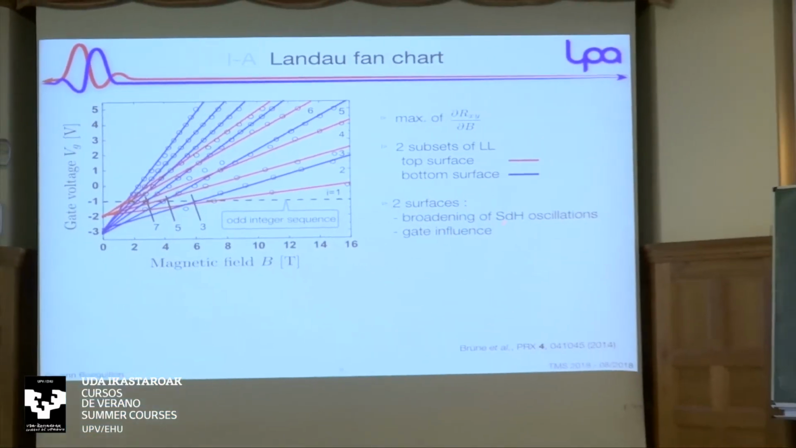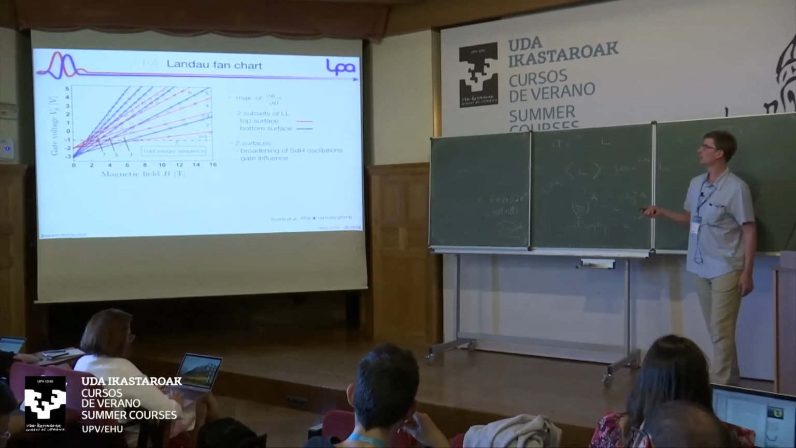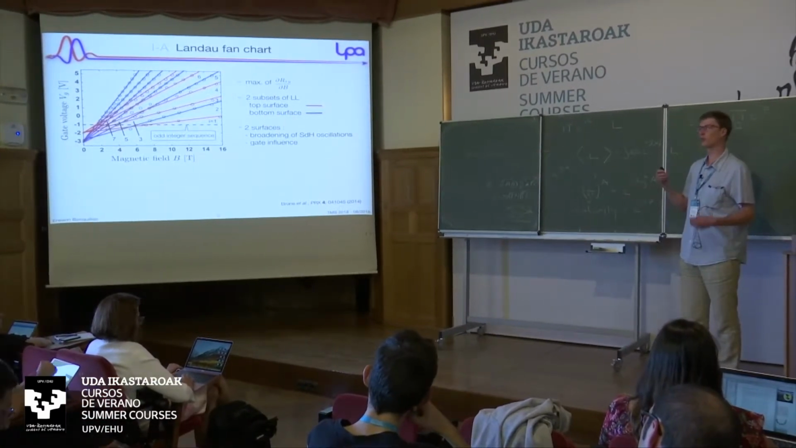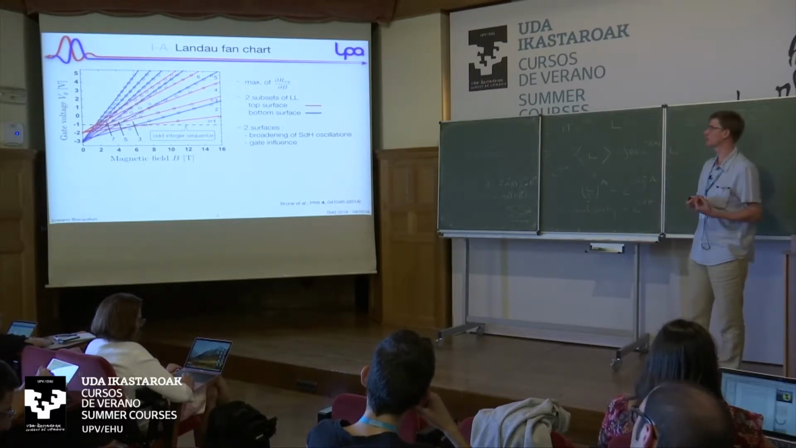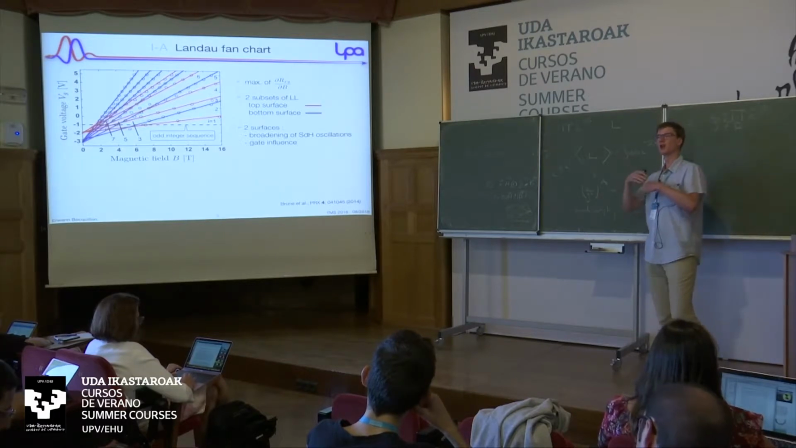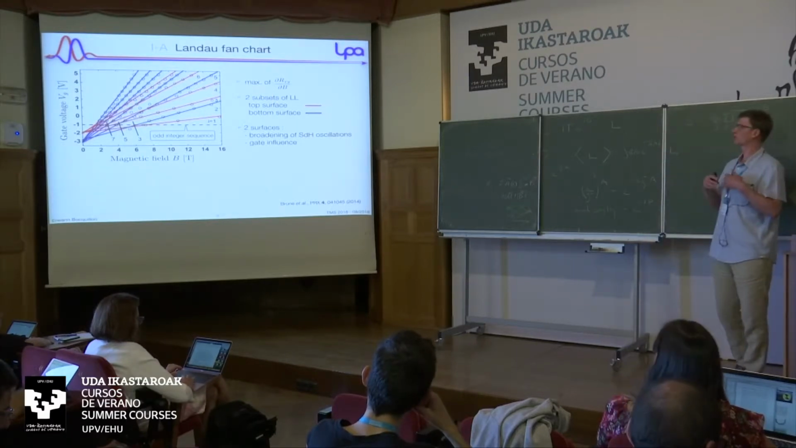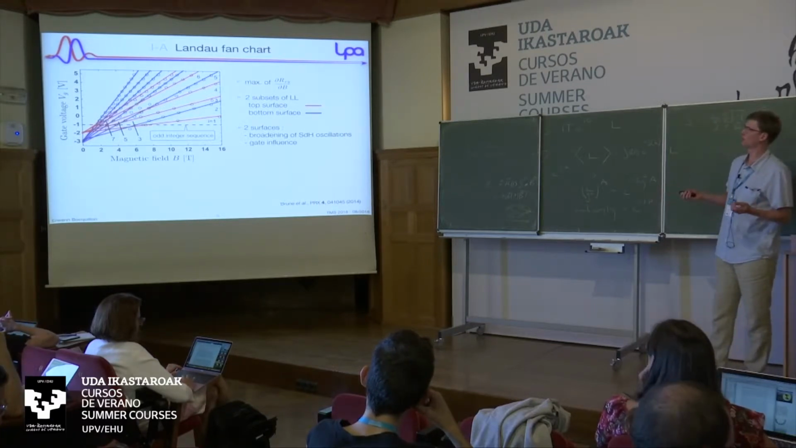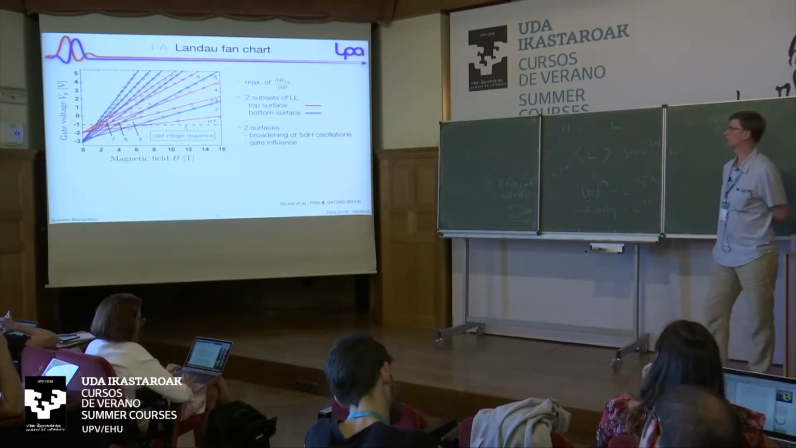So you see this directly in the broadening of the Shubnikov-de Haas oscillations, and you can also look at the gate influence and see that one gate has a larger action on one subset of the Landau levels, and this is just because the top gate acts more strongly on the top surface than on the bottom one. And this is basically what you would expect to see in an ideal topological insulator, to have nice surface states that show the quantum Hall effect when you turn on the magnetic field.